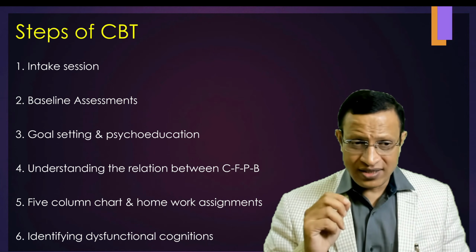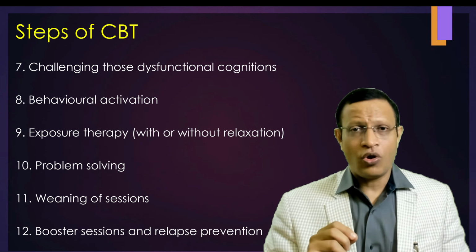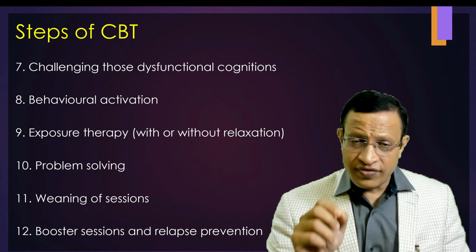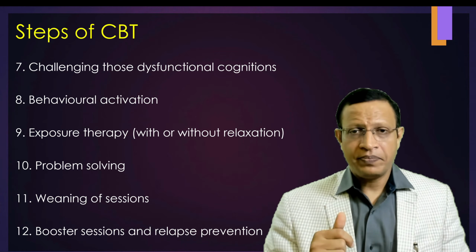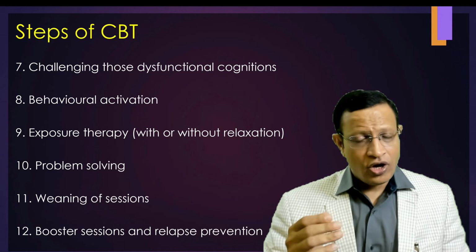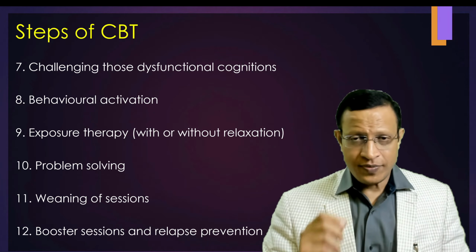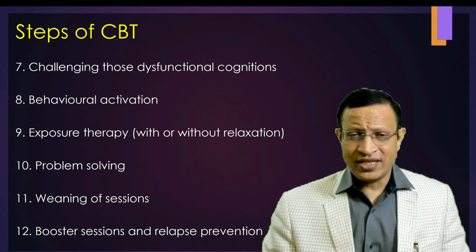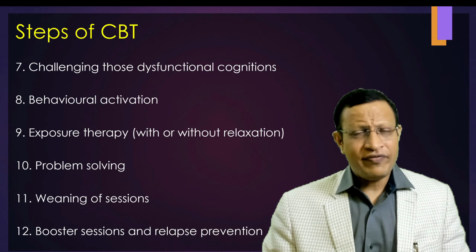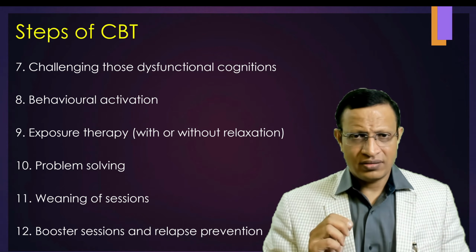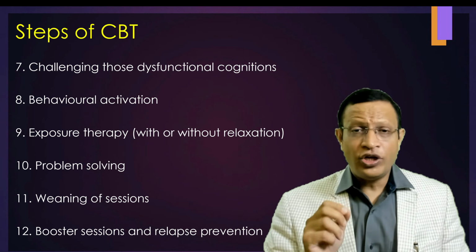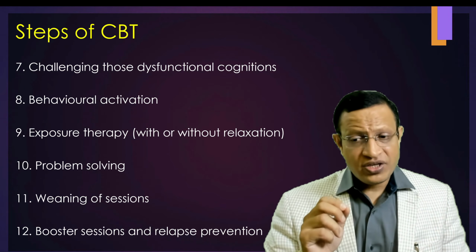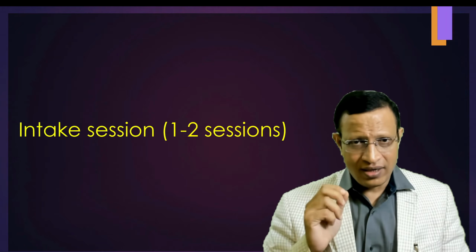5-column charts and homework assignments, identifying dysfunctional cognitions, challenging those dysfunctional cognitions, behavioral activation, exposure therapy, problem solving, weaning of sessions, booster sessions, and relapse prevention. These are the various 12 steps to be undertaken when you do cognitive behavioral therapy. Every patient doesn't require all 12 steps. Depending upon the patient's symptoms, this therapy needs to be done. And you need to be flexible, and depending upon the patient's requirement, the sessions need to be tailored.